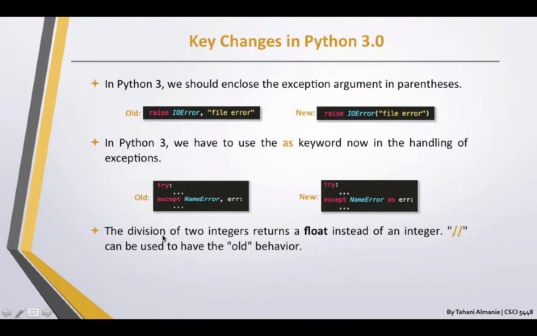And the division of two integers returns a float in Python 3 instead of an integer. And this operator can be used to have the old behavior in Python 2, where it returns an integer as a result of division of two integers.